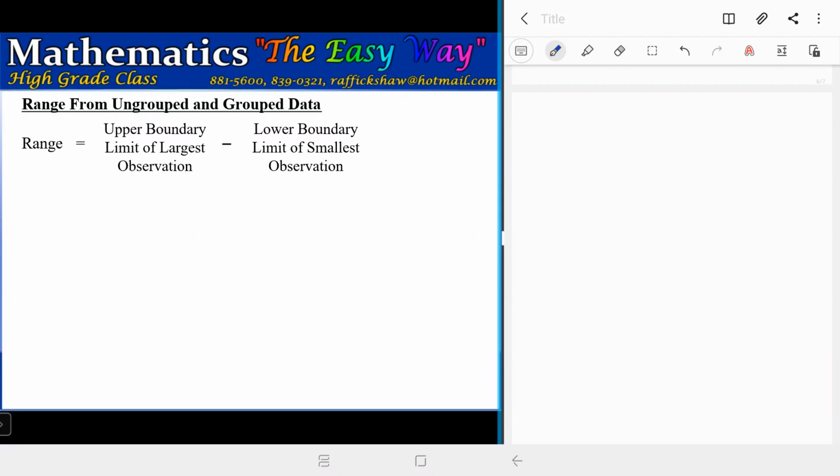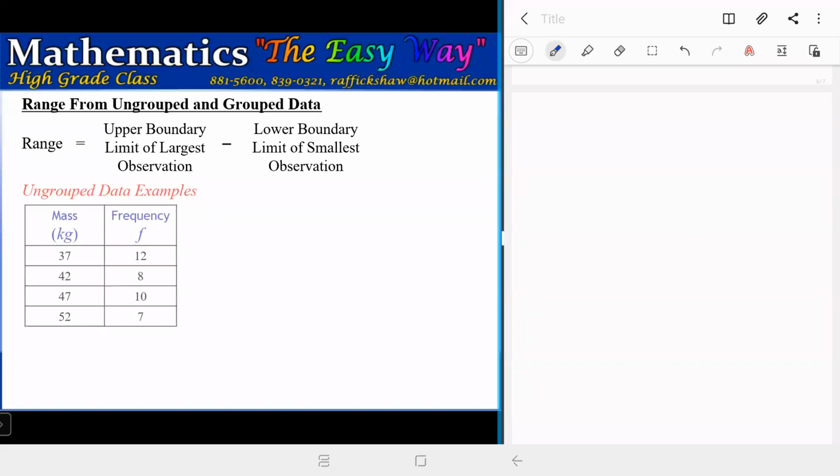Now, I'm here to tell you that I've not seen any question asked for range when the data is grouped or ungrouped. I don't see it yet in an exam question. They only ask for raw data so far. But I still wanted you to know it just in case.